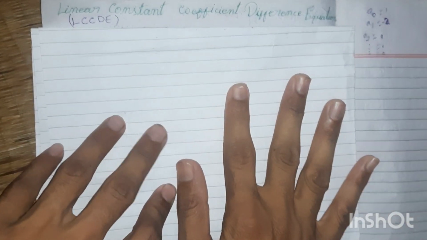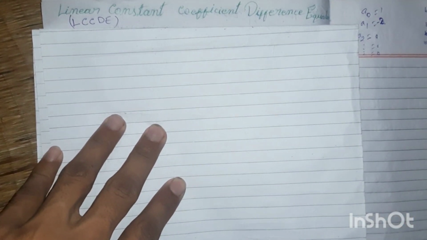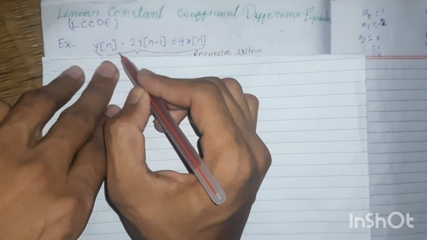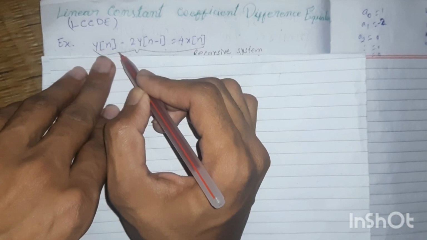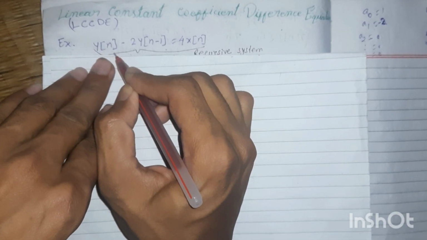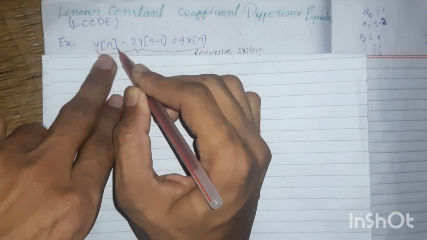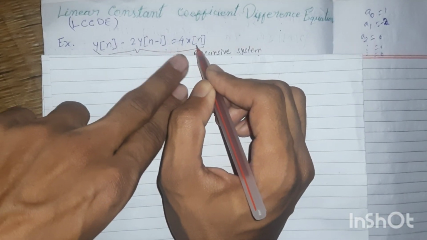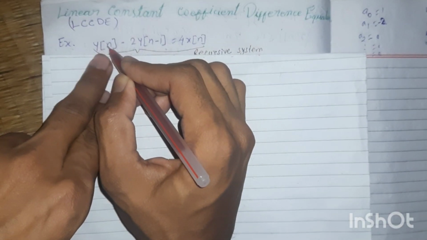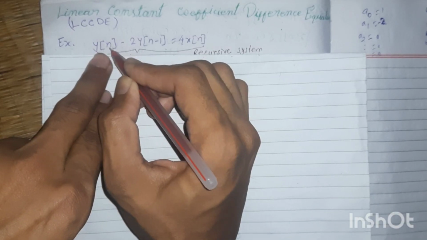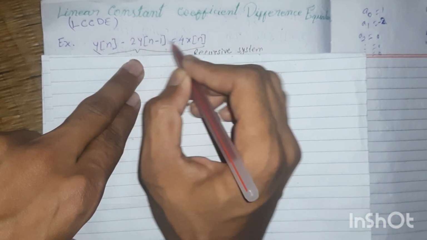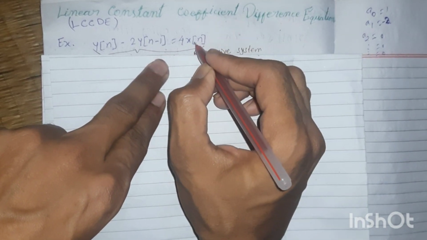So the linear constant coefficient differential equations, also called LCCDE. Suppose the equation is an input-output relationship. An equation is given like y of n minus 2 times y of n minus 1 equal to 4 times x of n. At the instance n, we want to take the output. This output depends on the previous output value y of n minus 1 and also depends on the input at that instance.